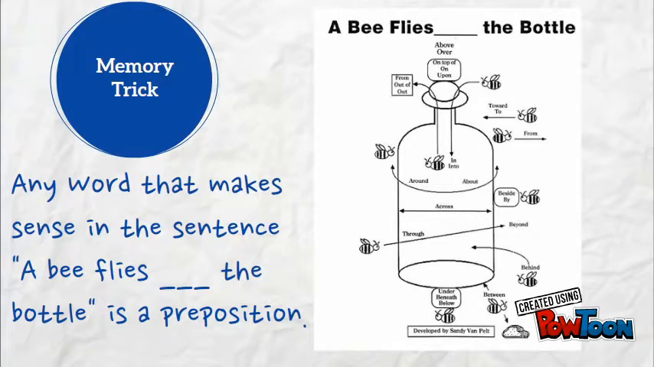Any word that makes sense in the sentence, "a bee flies blank the bottle," is probably a preposition. So you can say a bee flies to the bottle, a bee flies around the bottle, a bee flies at the bottle, a bee flies inside the bottle.